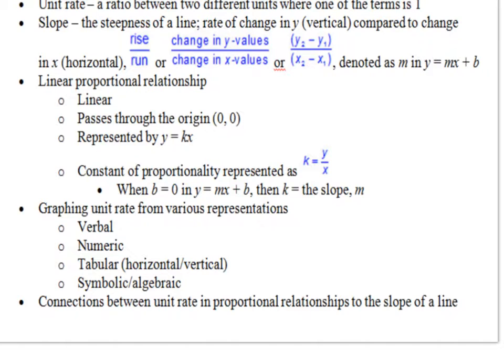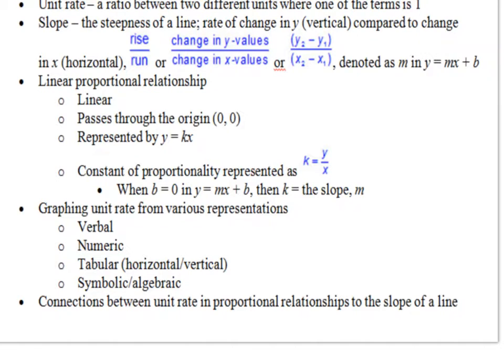We need to be clear on definitions and the comparison between unit rate and slope. So first of all, make sure you understand that unit rate is a ratio, and we know that a ratio is simply a fraction between two different units, and one of the terms, either the numerator or the denominator, will be 1.